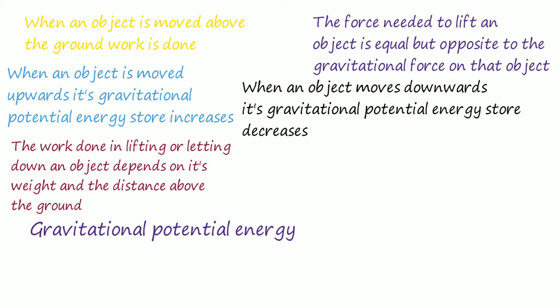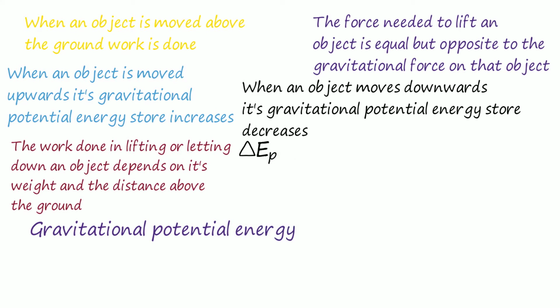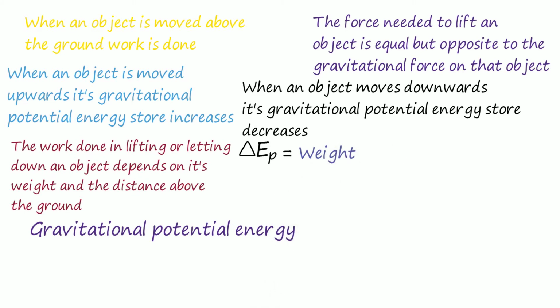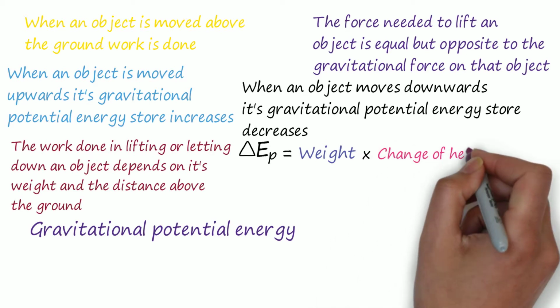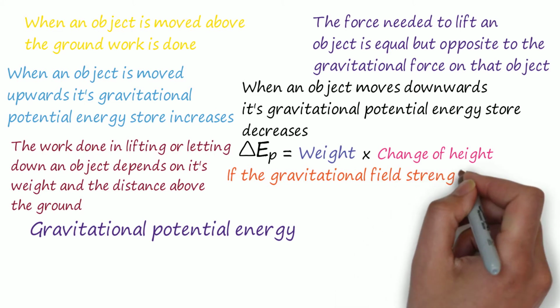The work done in lifting or letting down an object depends on its weight and the distance above the ground it's travelled. Using work done equals force multiplied by the distance moved in the direction of the force, we can derive an equation for gravitational potential energy store. The change in an object's gravitational potential energy store, which is measured in joules, equals the weight measured in newtons multiplied by the change in height, which is measured in meters.